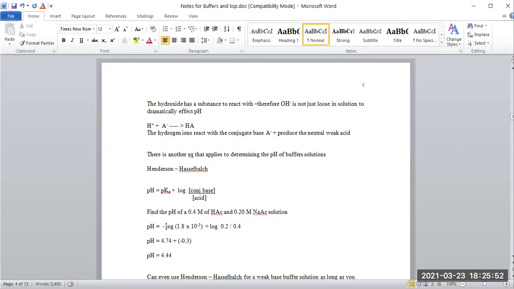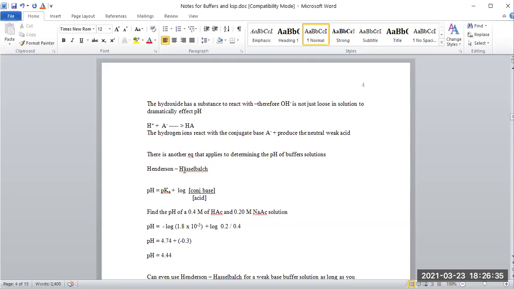You have to put the salt part of your acid salt buffer on the top. Otherwise, you don't end up with the right answers. So my suggestion is divide before you take the log of. So divide 0.2 by 0.4 and then take the log of it. And that will give you negative 0.3. 4.74 minus 0.3 gives you 4.44.